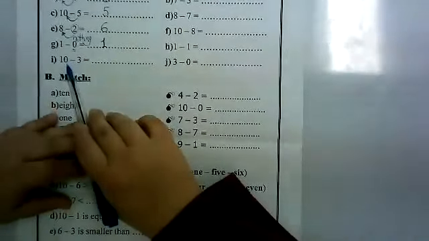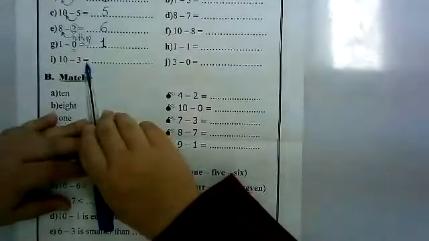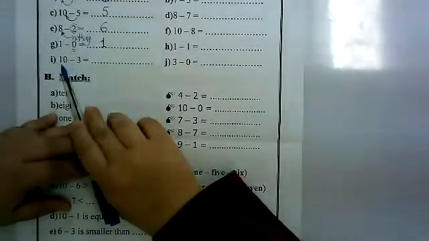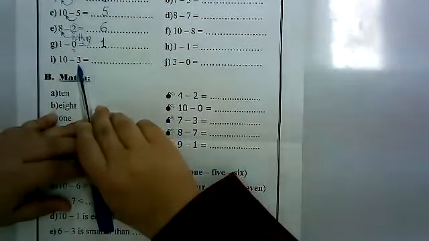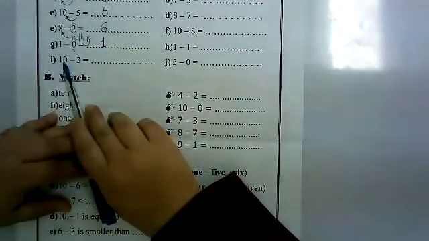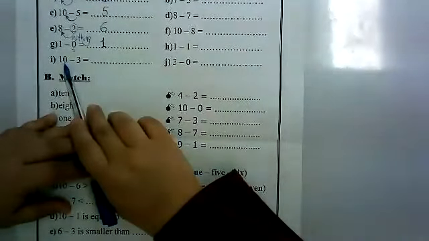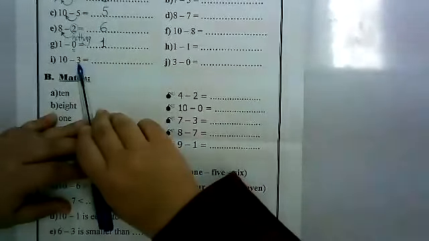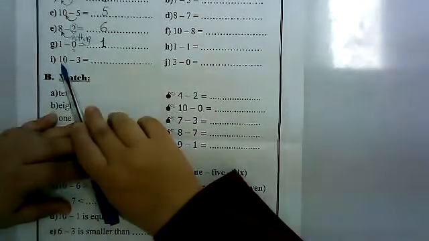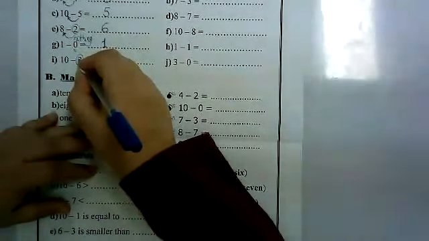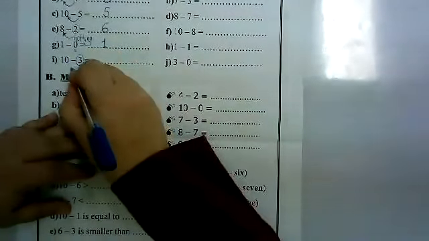Okay. The next one. 10 minus 3. You have 10 apples and you ate 3 apples out of the 10. How many apples are left? How many apples do you have now after you ate 3 apples from the total 10? 10 minus 3. Which is the smaller? It's 3. Of course, 3 is smaller than 10. So draw an arrow from 3 to 10 and count after the smaller.